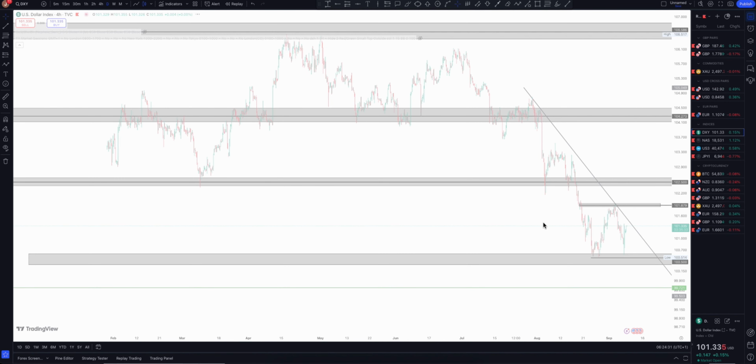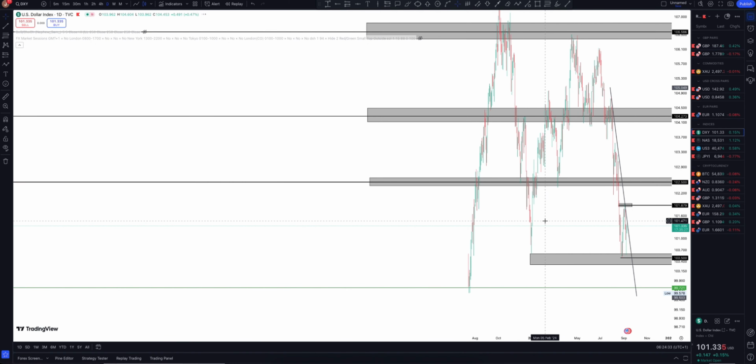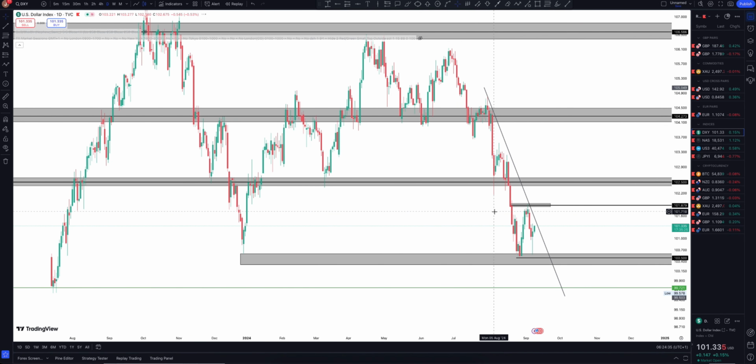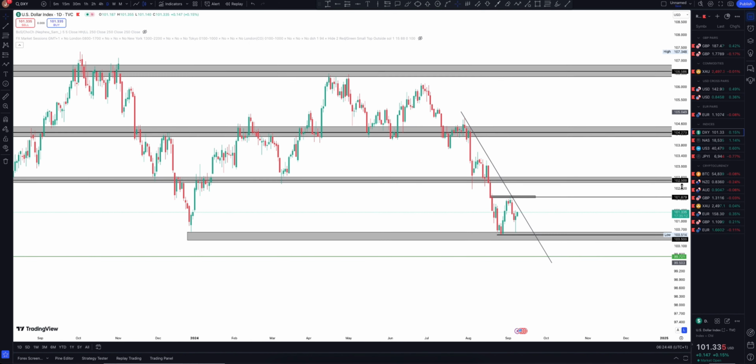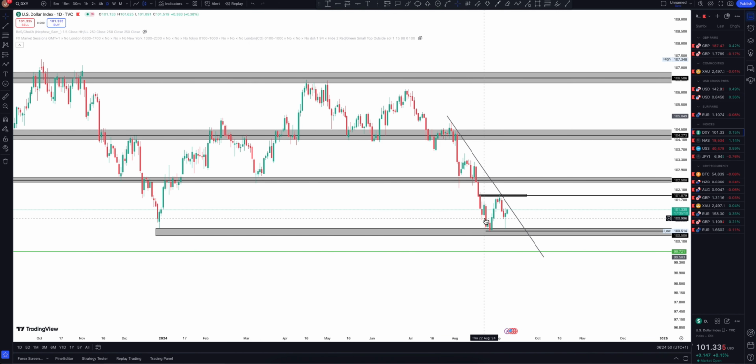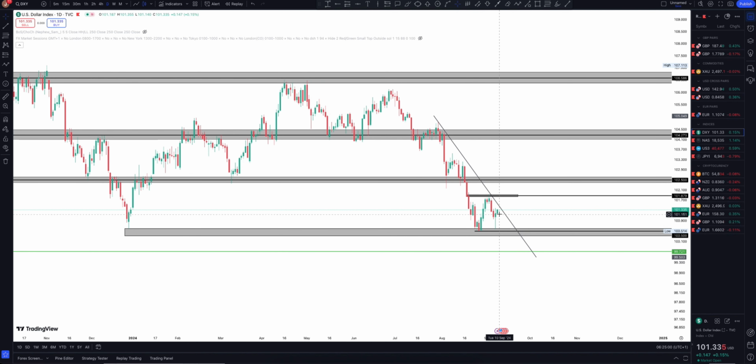The first pair I want to look at is the DXY. The DXY is the dollar index, so we are looking at the strength of the dollar. Last week we had NFP data released, and NFP came out negative, and we had this move to the downside. What we're looking for this week is very easy. If you look at the DXY, you can see we've been forming structure to the downside, so we have the downtrend, and you can see we've reached the double top, and the market is pulling back to the upside.